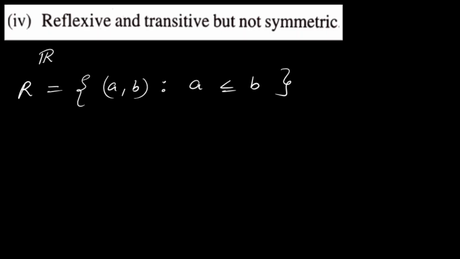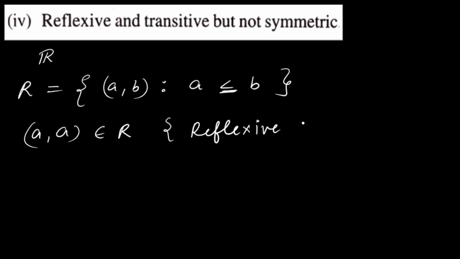From the set of real numbers, I'm just defining one relation: R = {(a, b) such that a is less than or equal to b}. This relation will be reflexive and transitive. Why? See, this type of ordered pair (a, a) belongs to R here, because any element is equal to itself. Here equality is there. So this type of ordered pair belongs to R, and therefore this relation is reflexive.